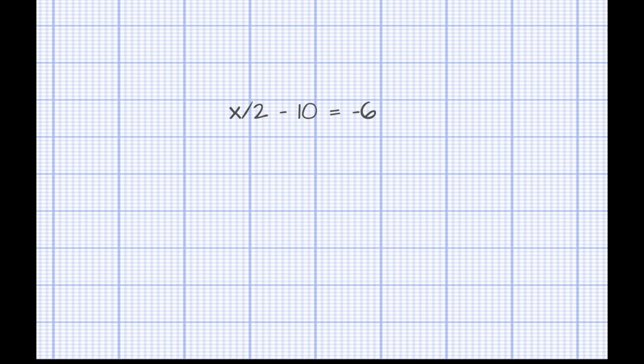Pause the video to solve the equation x divided by 2 minus 10 equals negative 6. As you know, first we have to isolate the variable. And in this equation, we have to add 10 on both sides. Now we have x divided by 2 equals 4.